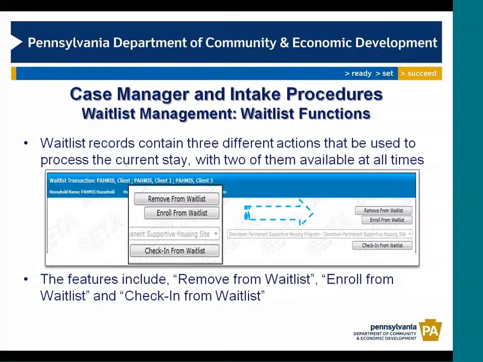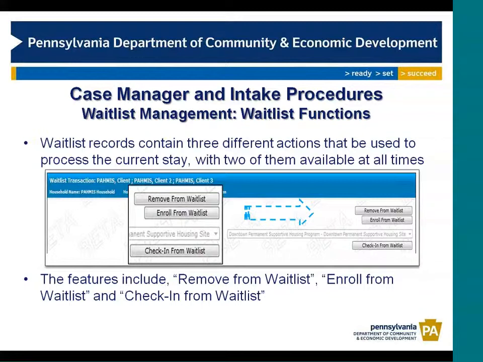Remove from waitlist, basically, when you click that button, it removes the waitlist. It deletes the transaction, moves it to history, and says it's done. It can be for two reasons: a mistake, or the client's needs have been met. The other is enroll from waitlist. When you click that, it takes the user directly to the program enrollment screen, like the accept referral and enroll option, to enroll the clients in any program enrollment.